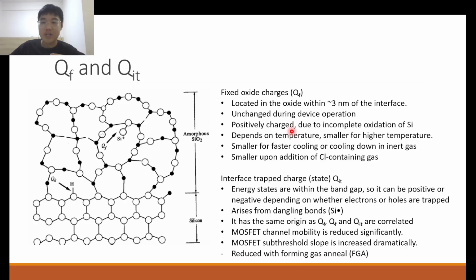used during the oxidation. The higher the temperature of oxidation, the smaller the concentration of these fixed oxide charges, because at higher temperatures oxidation can go to completion more easily. And if you cool down faster or cool down in an inert gas environment, it prevents incomplete oxidation from happening as you ramp temperature down. That also reduces the concentration of fixed oxide charges. And the third way to reduce the concentration of these fixed charges would be to use a chlorine containing gas, which I'll cover later. It improves the oxidation process and the structure of the SiO2 that's eventually formed.